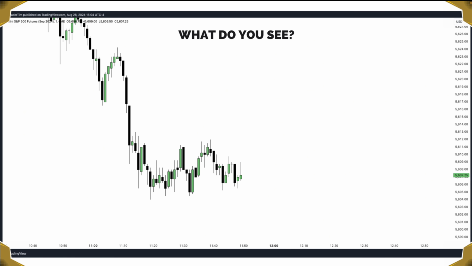So right off the bat, what do you see here? I'll give it a second, but of course pause the video. Right off the bat, we see relative equal highs and relative equal lows. If you look at the structure on where we are delivering from in the left side of the chart, you see that we have large expansion lower. So typically after large expansion, what are you going to see? You are going to see consolidation.